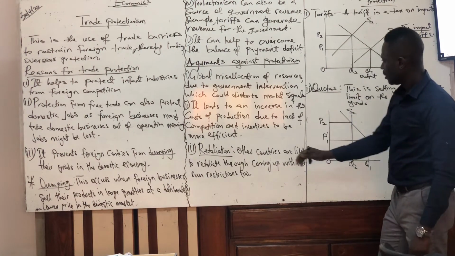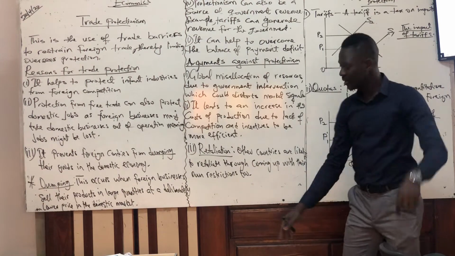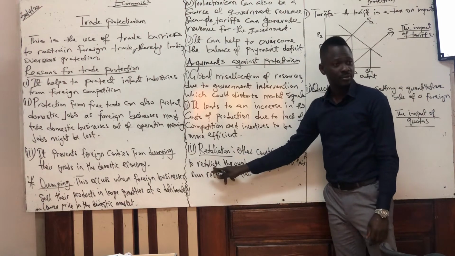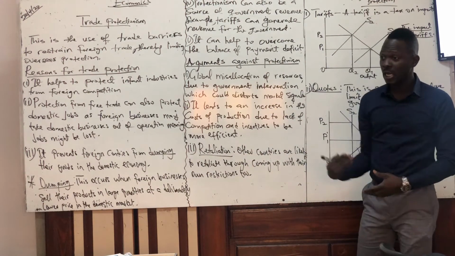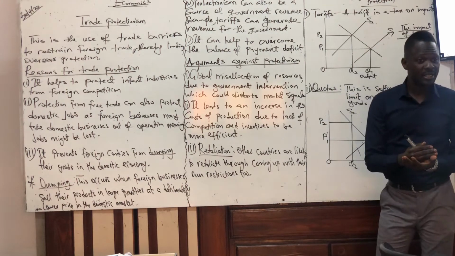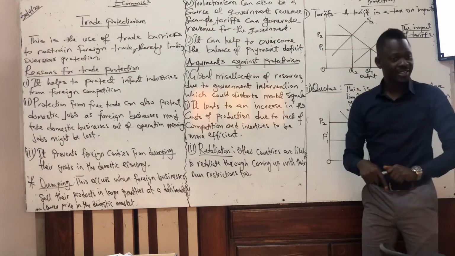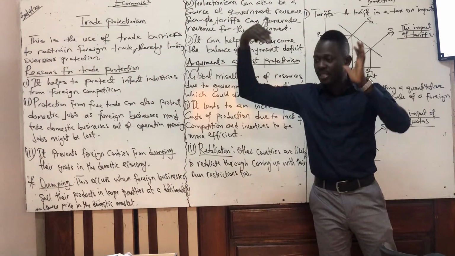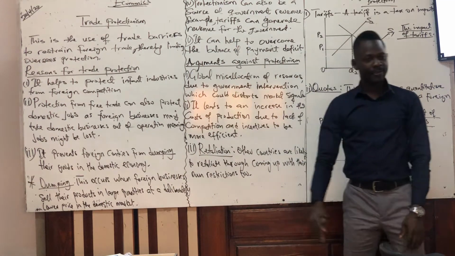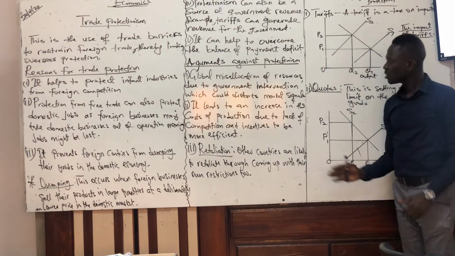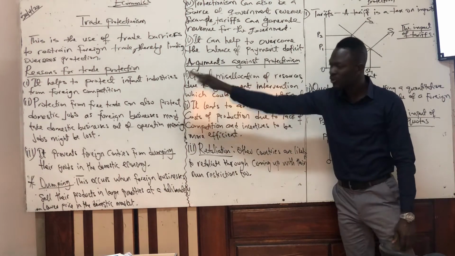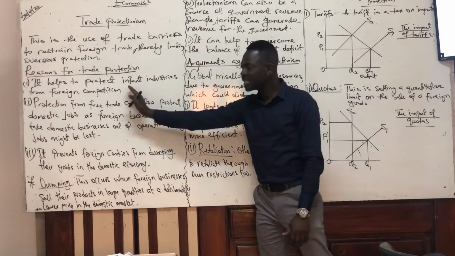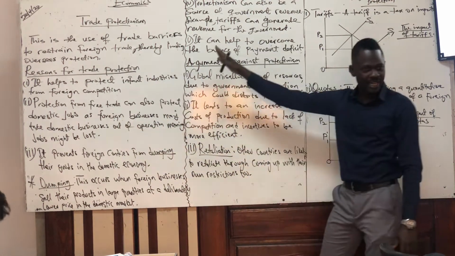Yes. The third one, I told you yesterday about it, retaliation. Other governments will do the same thing you've done to them. You stop Tunisia from coming in, they will stop Libya from going to Tunis too. That's retaliation. Is it clear? So these are the arguments against trade protectionism. These are the advantages, or benefits, of trade protectionism. I think they are clear.